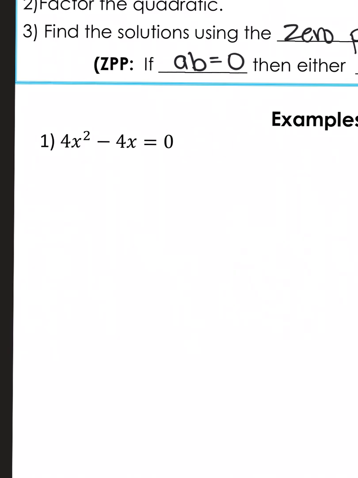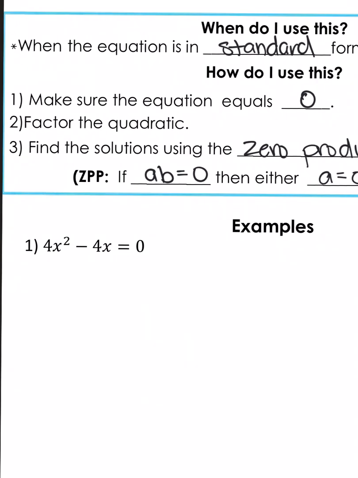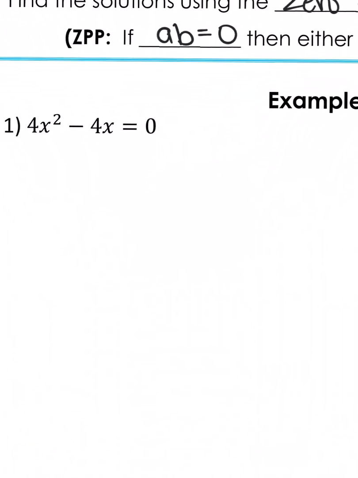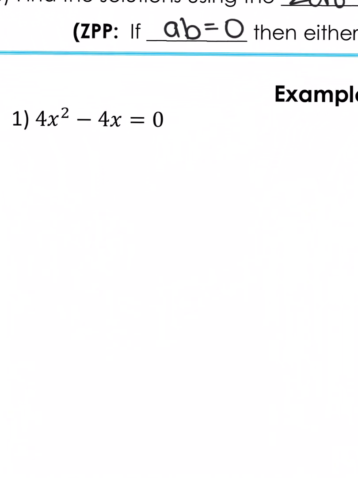So in this first equation, I am already equal to 0. So I need to factor. My first step is done. Make sure I'm equal to 0. Check. Now we factor. When I look at this problem, I can see that I have a GCF here. Both of these terms can get divided by 4x. So when I factor this, I'll have my 4x out in front. In parentheses, I put the answer to my division problems. So 4x squared divided by 4x gives me x. Negative 4x divided by 4x is negative 1. And my equation is equal to 0.